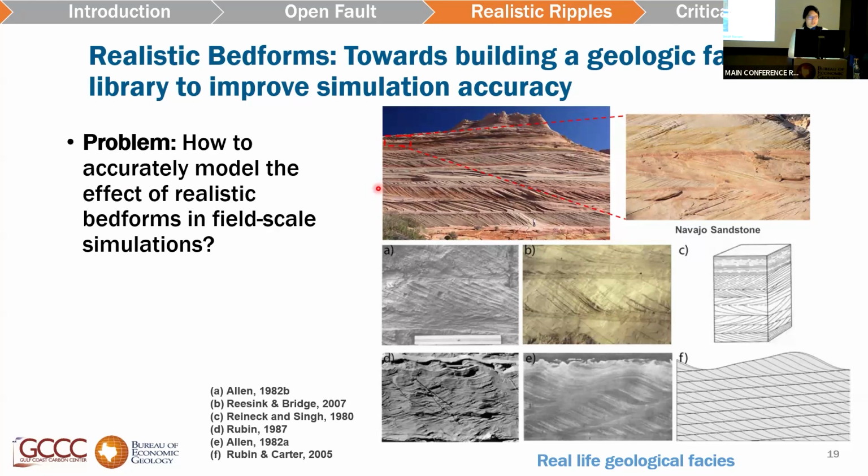And the question here is how can we accurately model the effect of these realistic bedforms in field scale simulations? The first step toward doing that is by conducting sand tank experiments so that we can quantify exactly how different types of small scale heterogeneity will affect CO2 trapping amount. And then by incorporating that data correctly into field scale simulations, we can then have hopefully more accurate field scale simulation results.